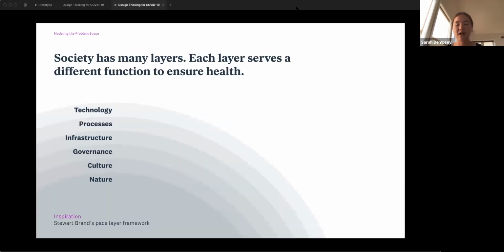So one of the first models we started out with, and this is actually in the report too, in one of the earlier sections, is we looked to Stewart Brand's PACE layer framework as a piece of inspiration for us. So the idea behind this model is that society has many layers and every layer has a specific purpose. So nature is one of the innermost layers, and on the outside is technology, with some additional levels in between.